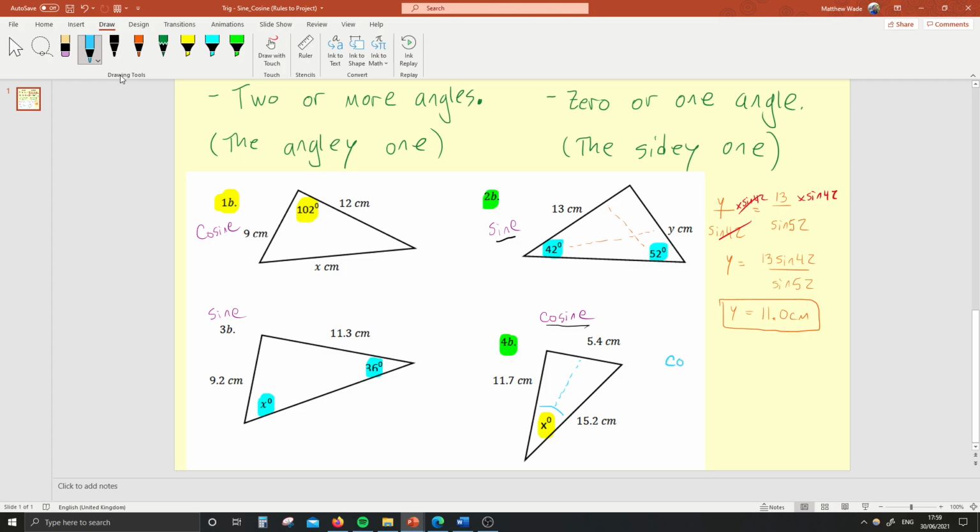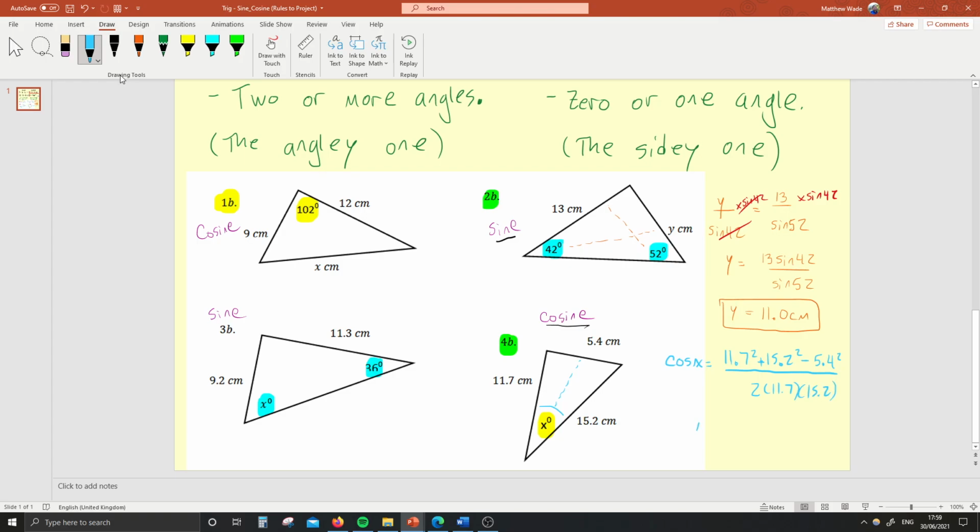It's going to be cos x equals a squared plus b squared take c squared, so it's the other two sides, 11.7 squared, take 15.2 squared, plus 15.2 squared, take 5.4 squared. 5.4 and the x are the important ones because they're opposite to one another. Underneath, it's 2ab, which is 2 times 11.7 and 15.2.